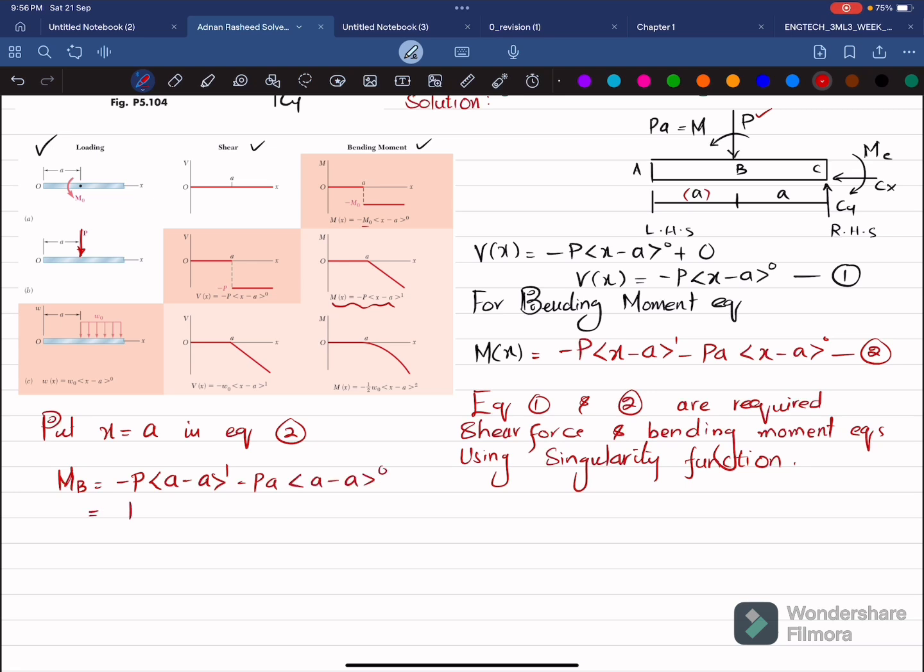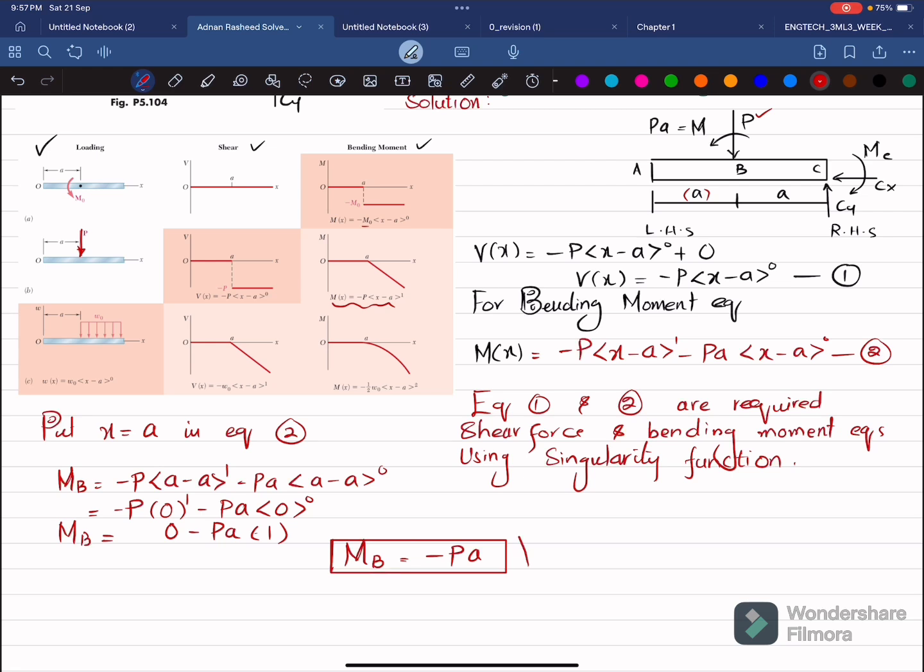So it will be equal to minus P into a minus a is 0, 0 power 1, minus PA into 0 power 0. You can say 0 power 1 is 0, so it will be minus P into 0, which is equal to 0. And that will be minus PA, 0 power 0 is 1, so I will write it as 1. That will be equal to the moment at point B. So the moment at point B will be equal to minus P times a. And that is the answer of this question.